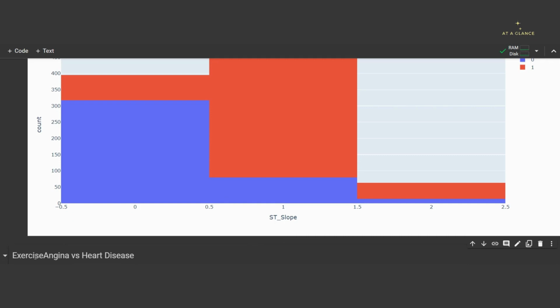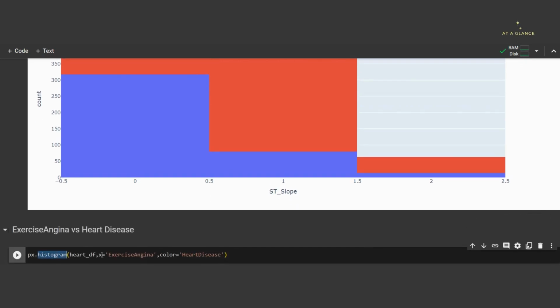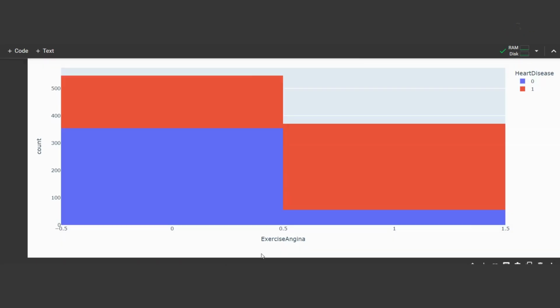Here, the column is exercise angina versus the heart disease. If you remember, the exercise angina column was a categorical column. In this, there were values such as 1 and 0. 1 means that the patient is having exercise induced angina after performing certain exercises, and 0 means the patient is not having exercise induced angina. Angina is nothing but chest pain. So let's see what we are going to use. For this, we are going to use histogram again, and we are going to specify exercise angina on the x-axis. So let's plot it and let's see what graph we get.